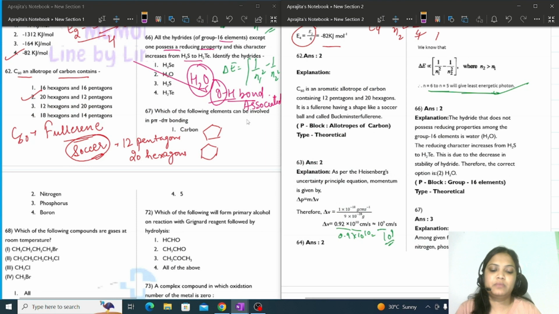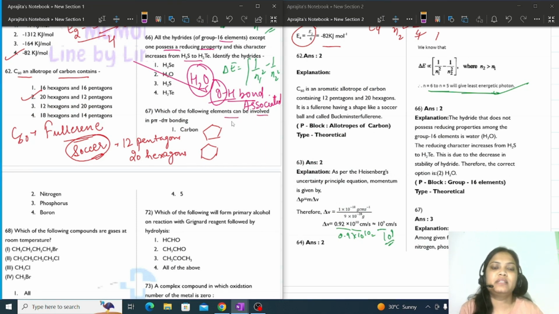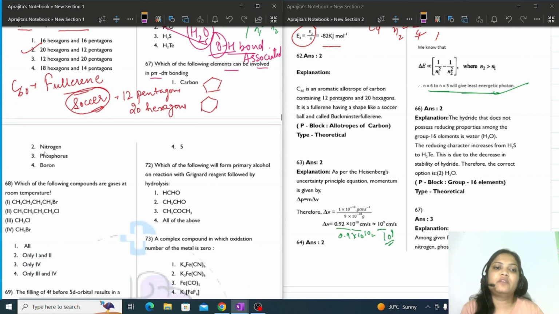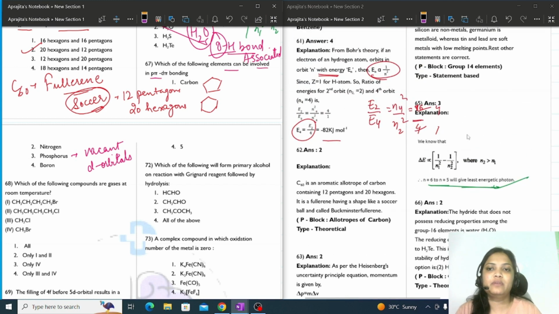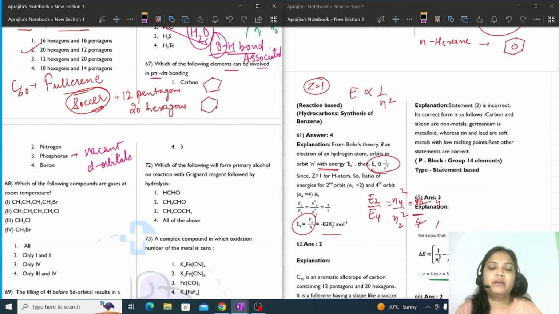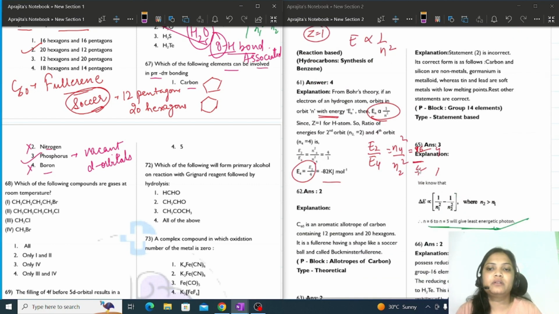Next is question number 67, which says: which of the following elements can be involved in p-pi d-pi bonding, that is carbon, nitrogen, phosphorus and boron. Out of the given options, only phosphorus has vacant d orbitals. If it has vacant d orbitals, it can be involved in p-pi d-pi bonding. Carbon, nitrogen and boron do not have d orbitals. So the answer is option number 3.